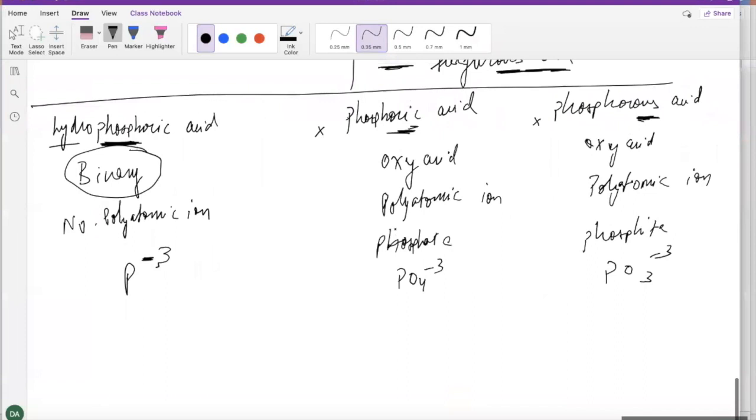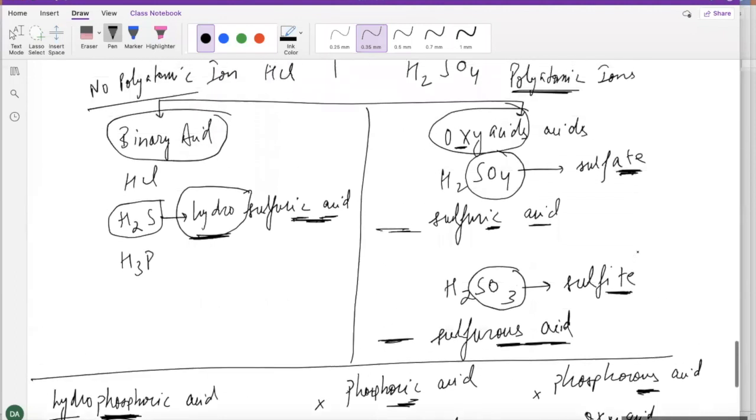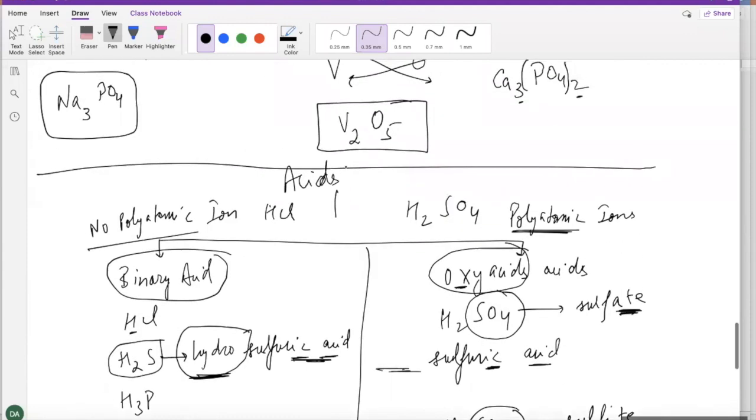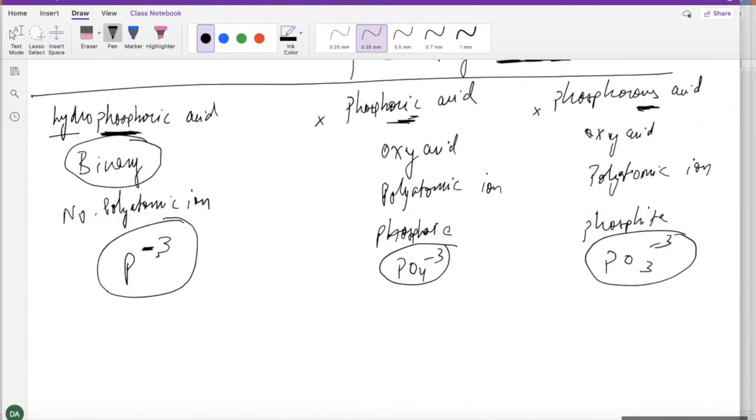So we got the negative part: P minus 3, PO4 minus 3, PO3 minus 3. But is that the acid? No. It's not complete yet, guys. Remember, the acids always have hydrogen on them. So you need to put hydrogens on these guys. Acids, they have H on them. So guys, if I add H to this, and by that I mean, when you're going to add H, you must add H plus.